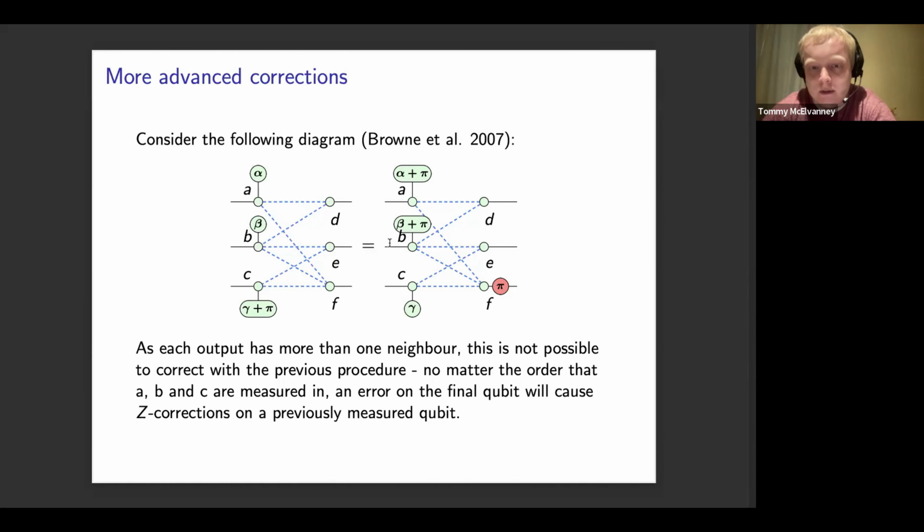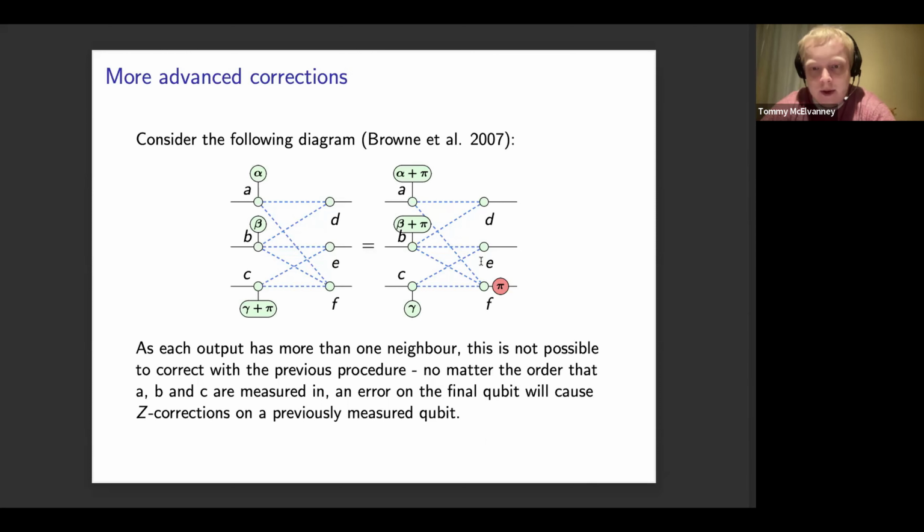And then you want to find a way to push the pies around so that there's no errors caused on those already measured qubits, which is why here we push the pi onto the F, but we get errors on A and B, which we're saying we've already measured. And so we have to then push those onto something that hasn't already been measured, like the outputs here. It's desirable that we can always push things onto outputs, but this isn't always the case, especially if we have a lot of internal spiders.